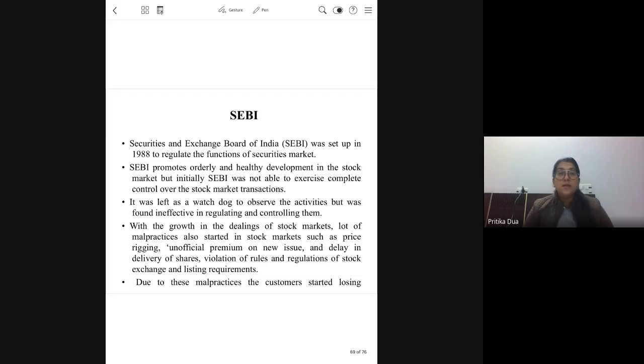Who's the chairman of SEBI right now? Yes, who's the chairman? Yes, Ajay Tyagi, Mr. Ajay Tyagi is the chairman of SEBI, and like RBI, the registered office, central office, head office of SEBI is in Mumbai.